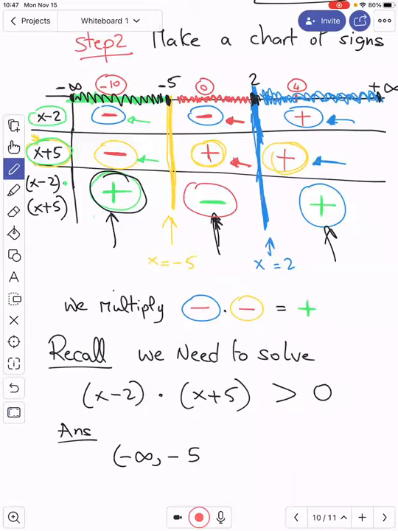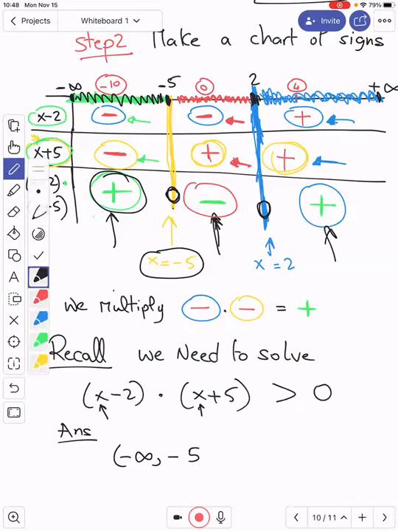If x is -5, then -5 plus 5 will be 0, so the whole thing is going to be 0. Remember this yellow line is supposed to represent x equal to -5. So when x is -5, the whole thing is going to be 0, so you can put a 0 on this yellow line. And the same thing here for +2. When x is +2, 2 minus 2 is, of course, 0, so the whole thing is going to be 0.